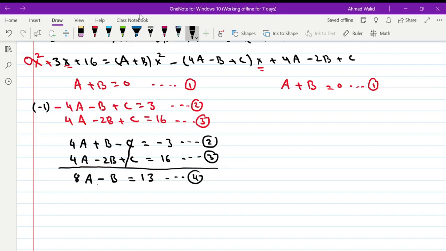I'll just copy it here. 8a minus b equals 13. Equation number 4. You see, now it's easy. You can cancel out the b's. A plus 8a gives you 9a equals what? 13.